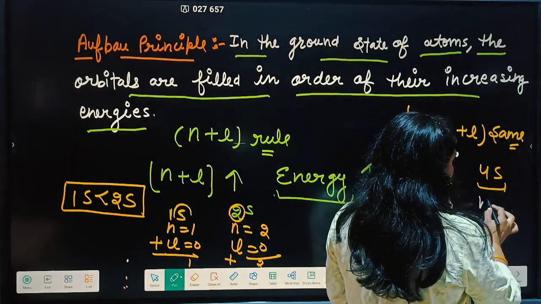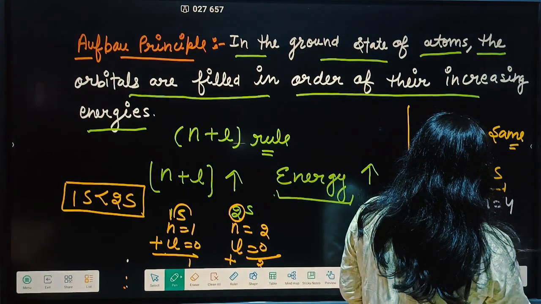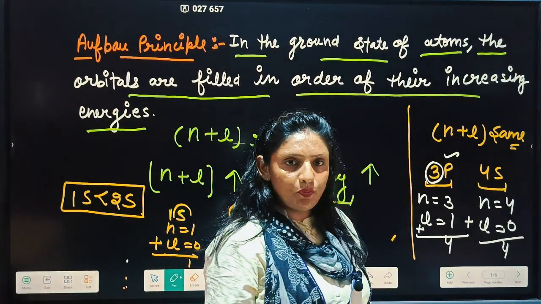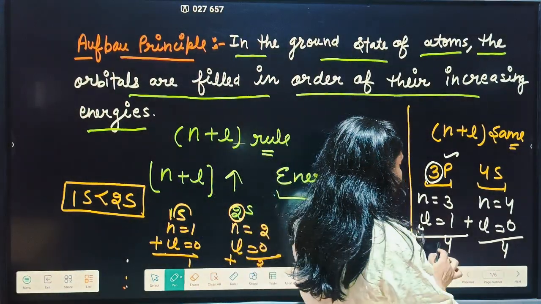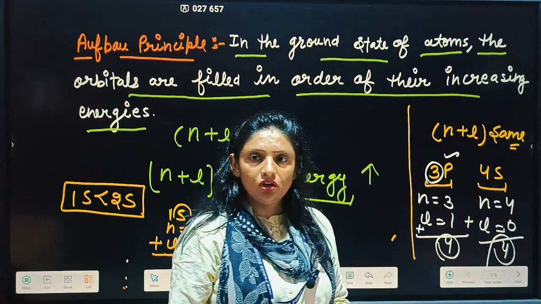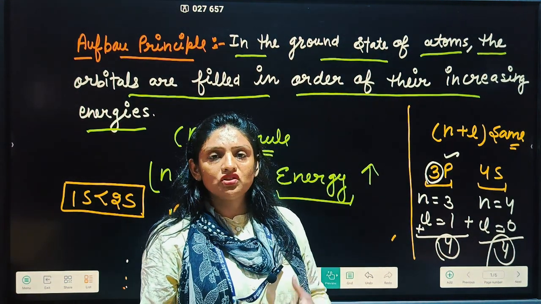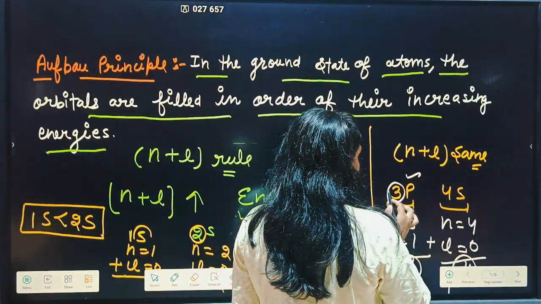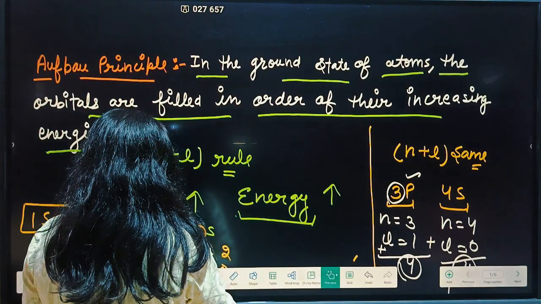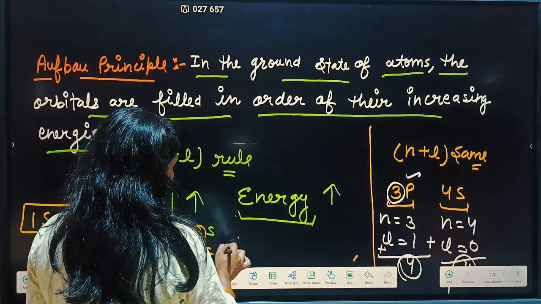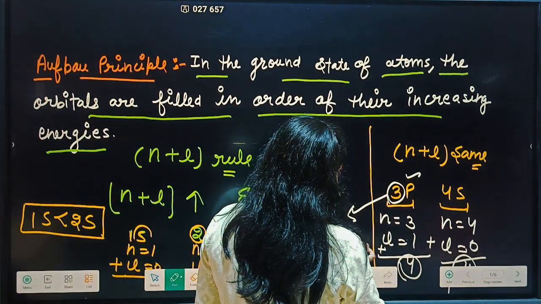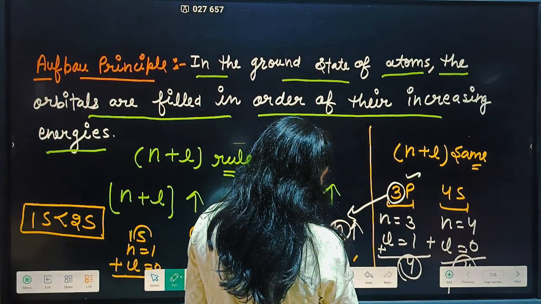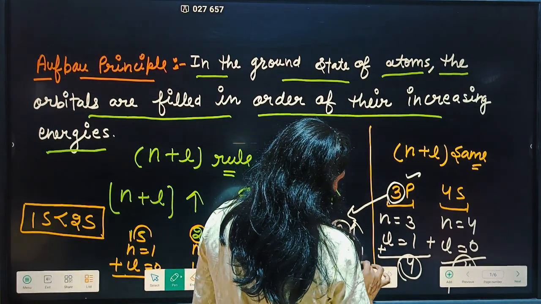Here the value of n is 4, and the value of L for s is 0. So n plus L is also 4. So students, here the n plus L value is the same in both orbitals. So how can we say which one has lower energy? Then we will see the value of n only. If the value of n is greater, then the energy will also be greater.